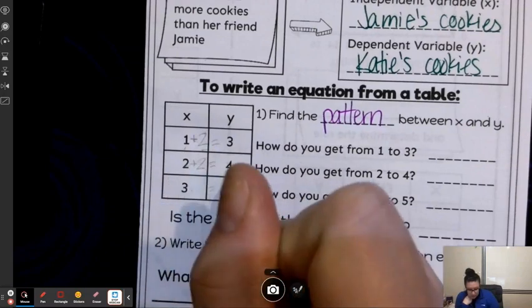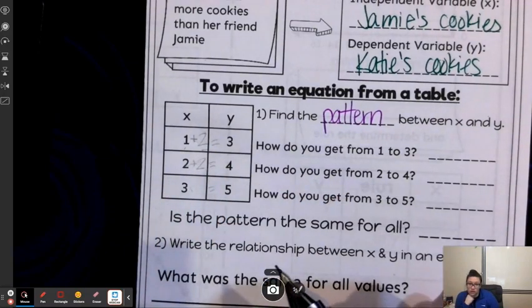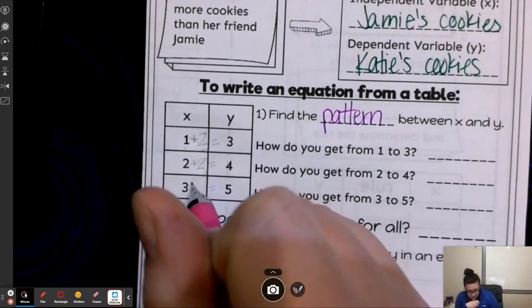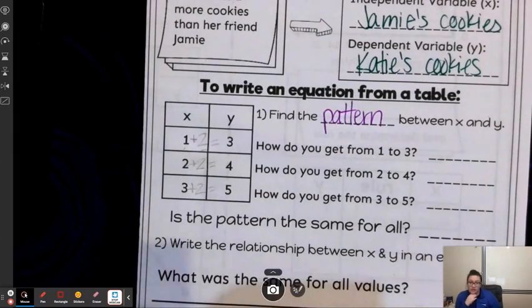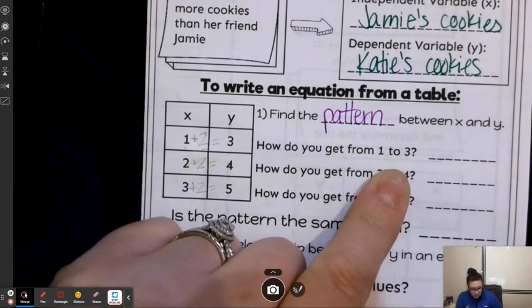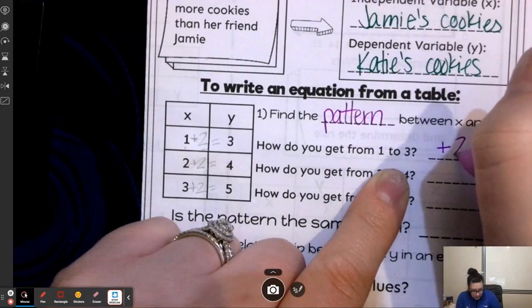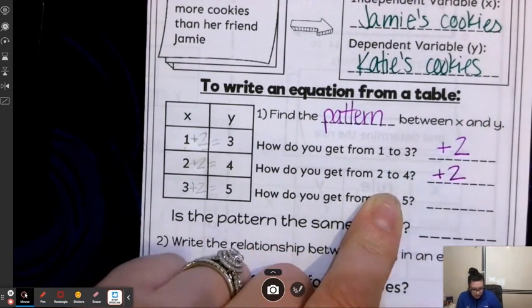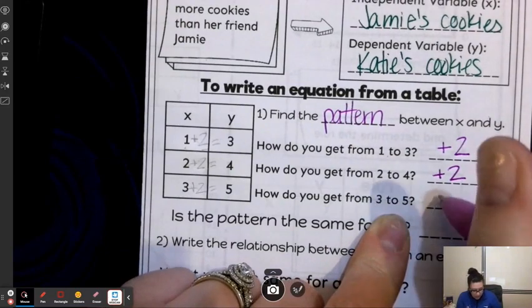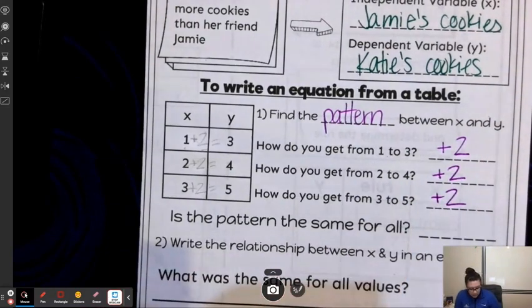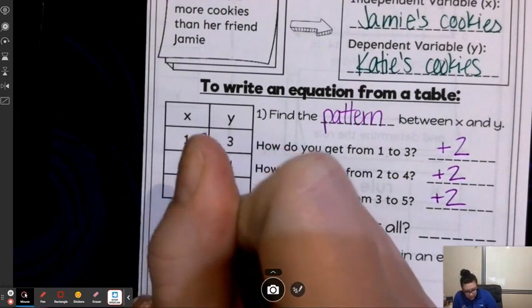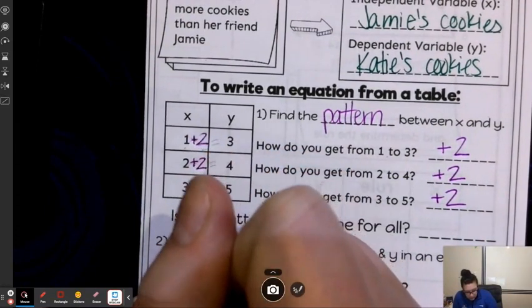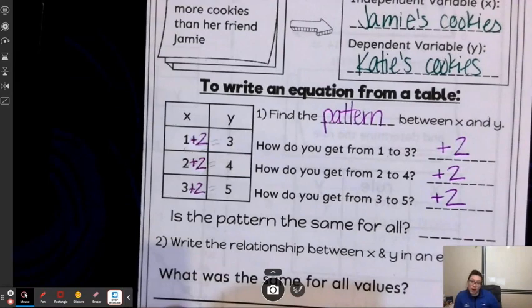Does 2 plus 2 equal 4? Yes, it does. Does 3 plus 2 equal 5? It does. So that means that our pattern to go from 1 to 3, we added 2. 2 to 4, we added 2. From 3 to 5, we added 2. On every single one of these rows, we added 2 to our x to get our y.